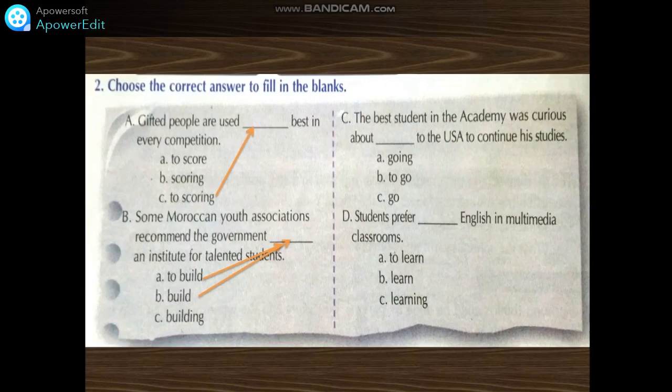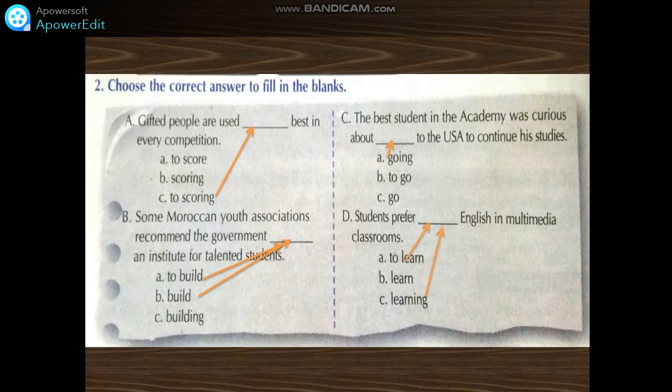So which one is correct? Going, yes, about going. Very good. To the USA to continue his studies. Very good. D. Students prefer English in multimedia classrooms. So here, either prefer learning or prefer to learn.